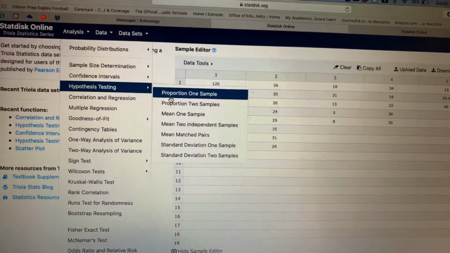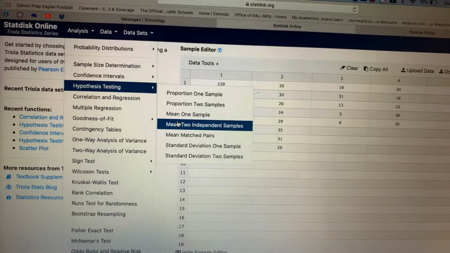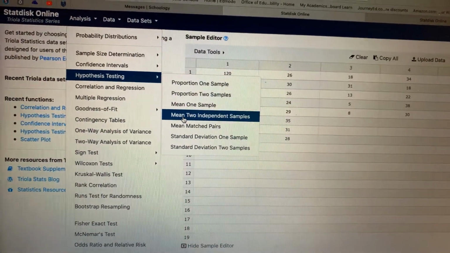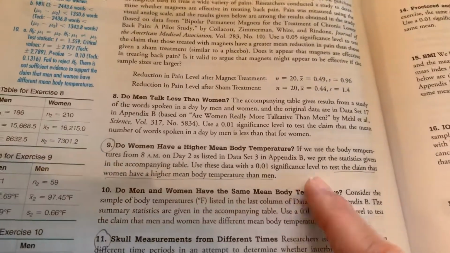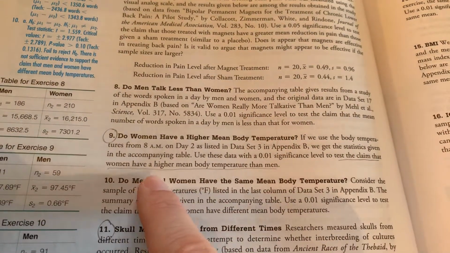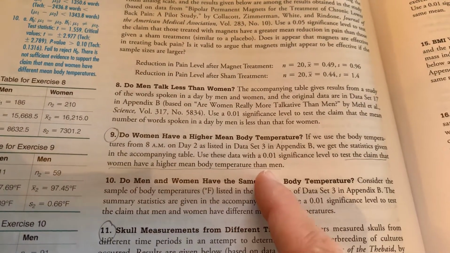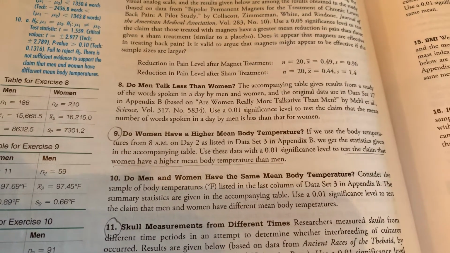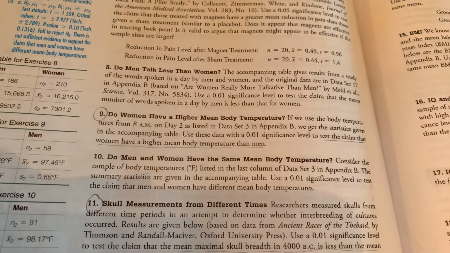But now I need to figure out which of these options I want to choose. And I've got a hint that it's going to be mean, 2 independent samples, because there's nothing indicating that these women and men are paired. But let's finish reading it. So to test the claim that women have a higher mean body temperature than men. Okay, nothing indicating that the women and men are paired in any way. So I'm thinking this is 2 independent samples.